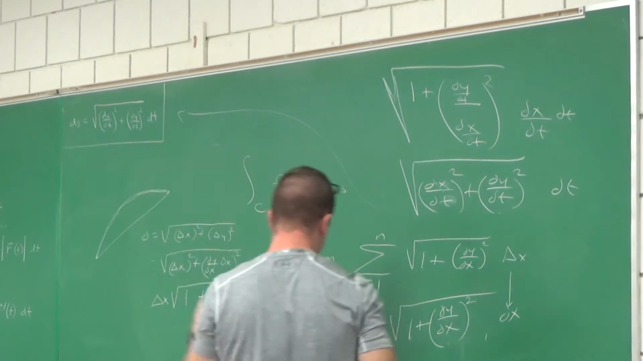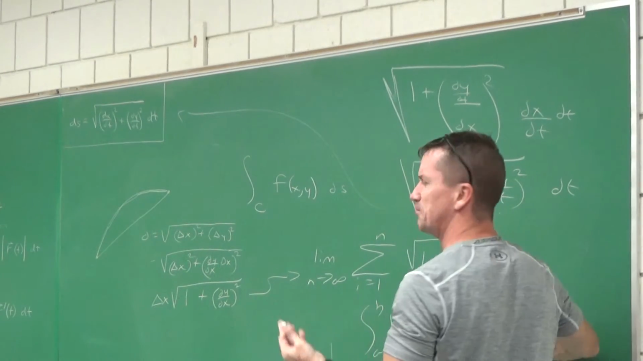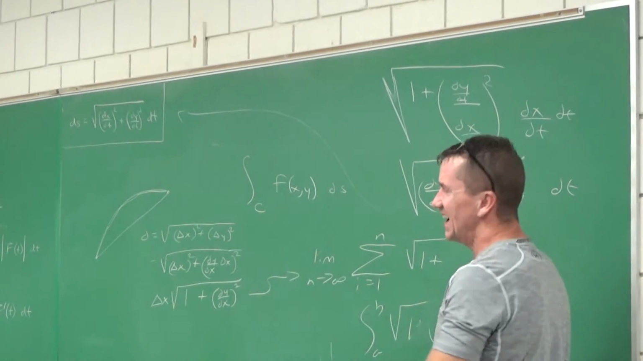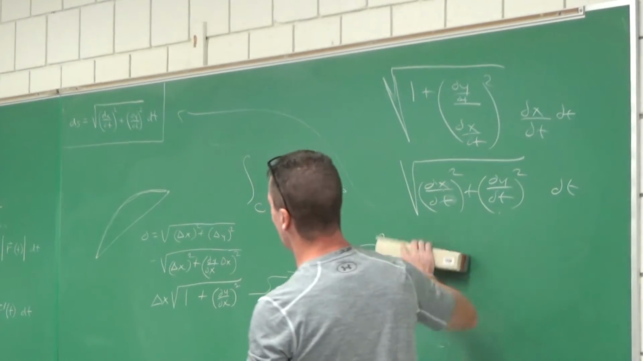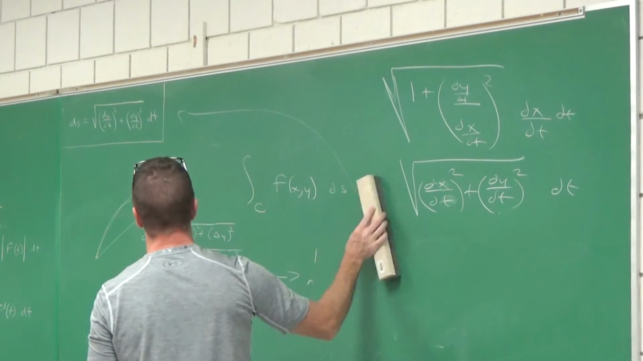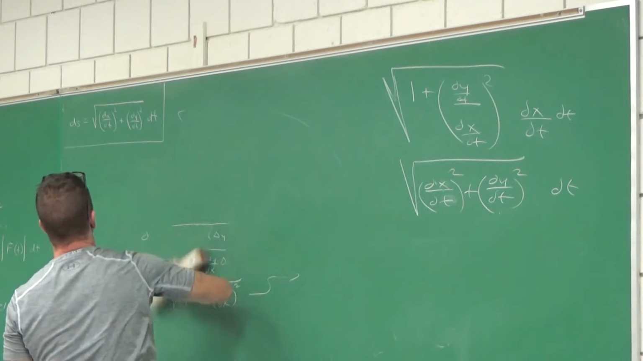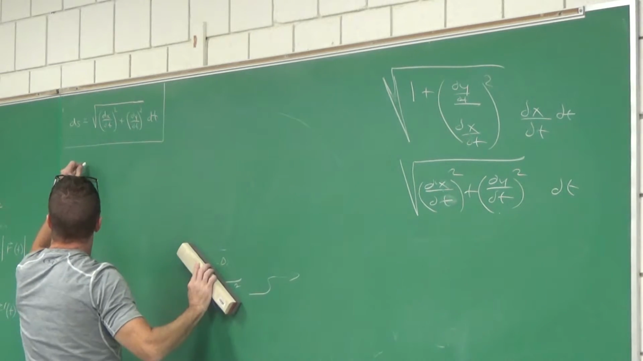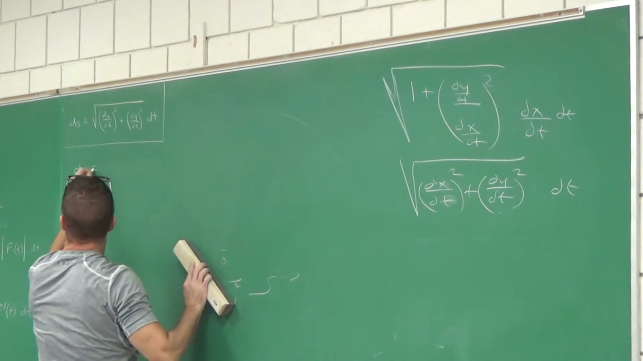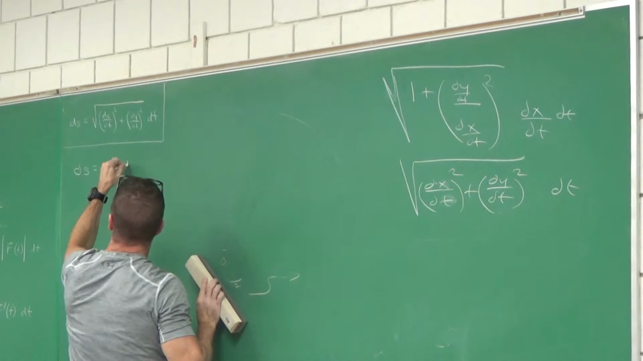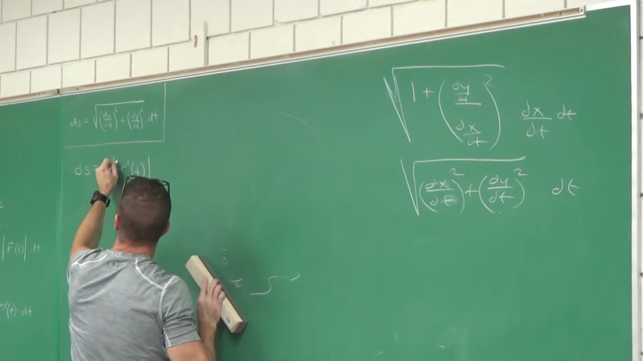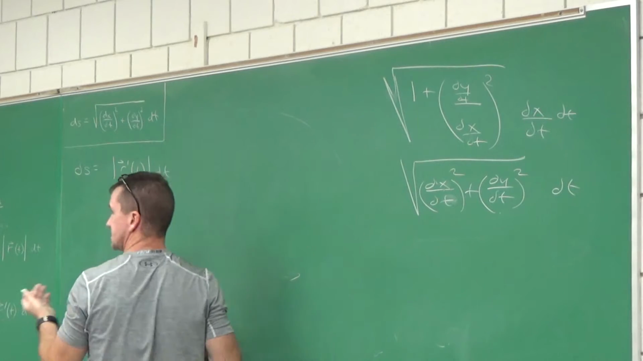So that ds, you might be in section 16.3 and ask, what's ds again? It's the square root of dx/dt squared plus dy/dt squared. There's another way we can write that. We can write ds as equal to the magnitude of r prime of t, dt. Do you all agree? Is that another way we can write it?